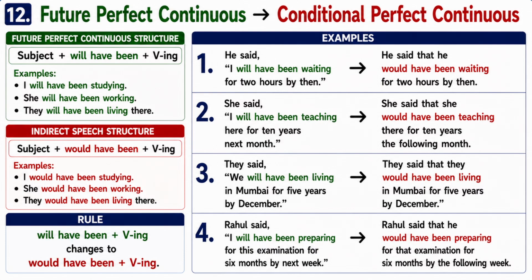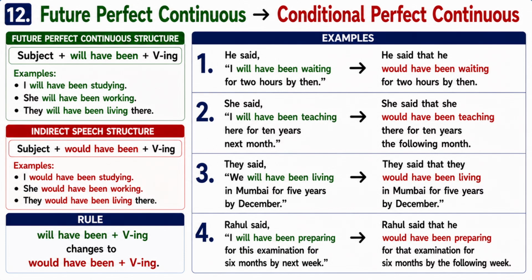Example 1. He said, "I will have been waiting for 2 hours by then." It becomes, he said that he would have been waiting for 2 hours by then. Example 2. She said, "I will have been teaching here for 10 years next month." It becomes, she said that she would have been teaching there for 10 years the following month.